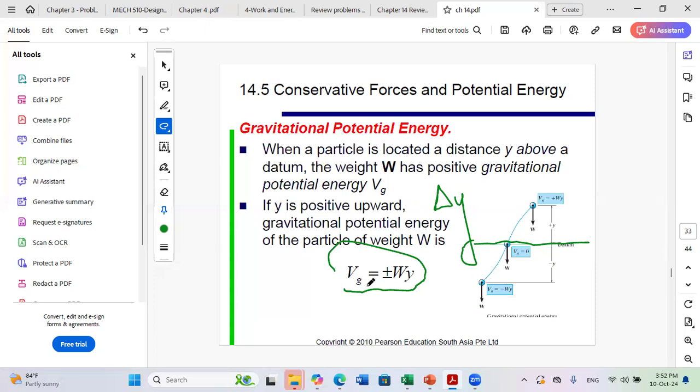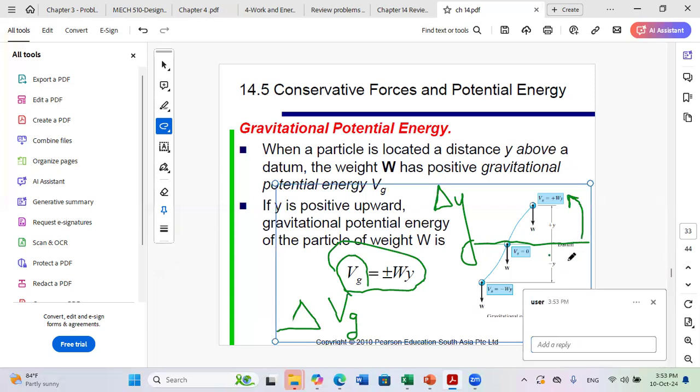What will change is the value of Vg, but delta Vg, when you find the variation in Vg, will be the same wherever you select your datum. That's why you have the freedom to select your datum wherever you want, but of course it is a horizontal datum. And above the datum you have positive gravitational potential energy, and below it you have negative gravitational potential energy. Okay.